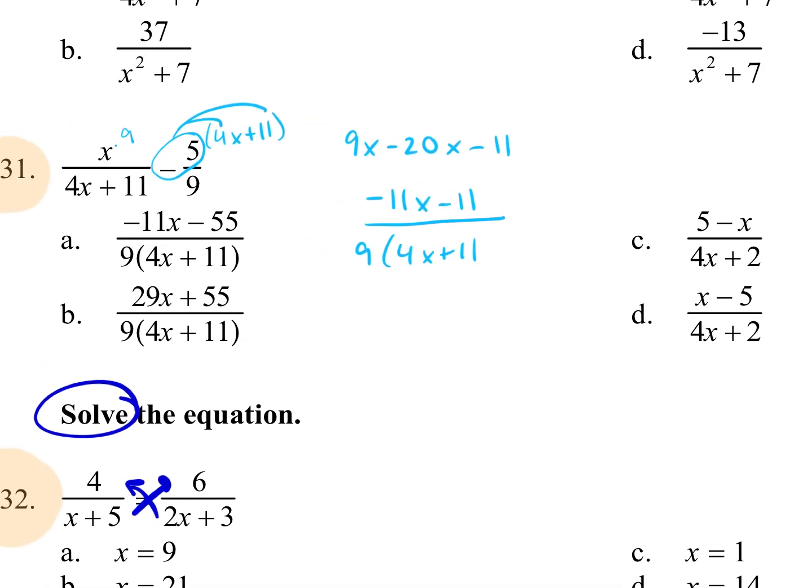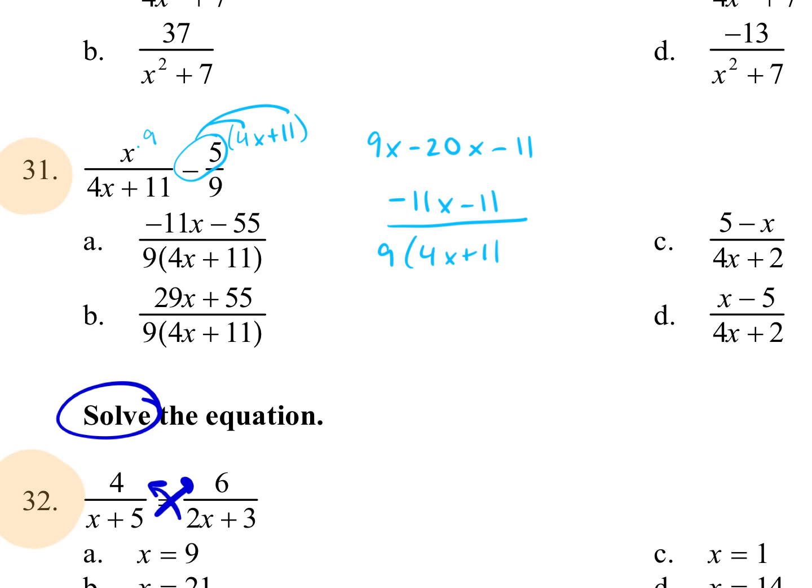So that would be neither answer choice. What did we do wrong? Oh, I forgot to multiply the 5 to 11. Yes. I was too worried about the negative. So that would be negative 55. So that would be answer choice A.